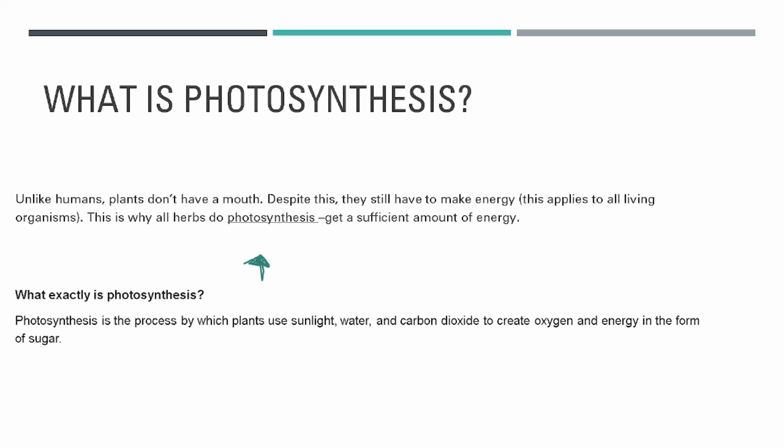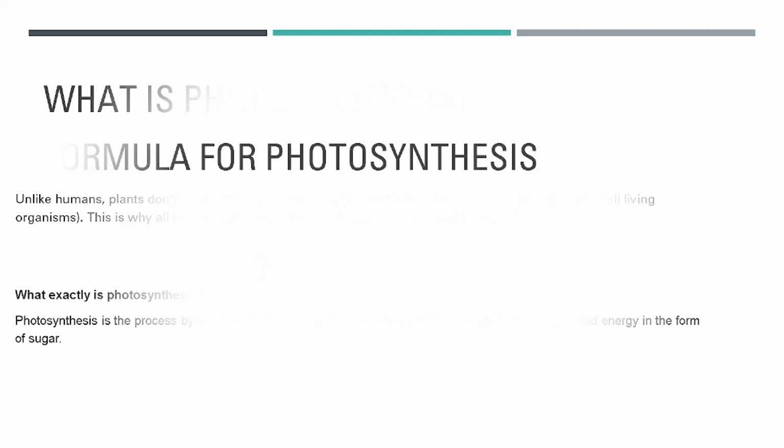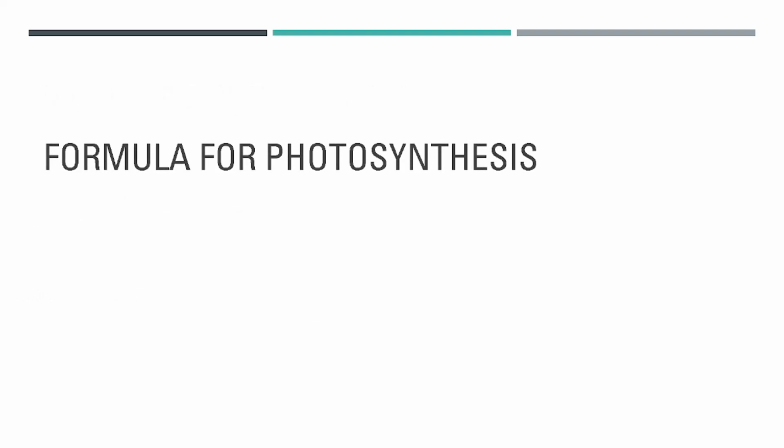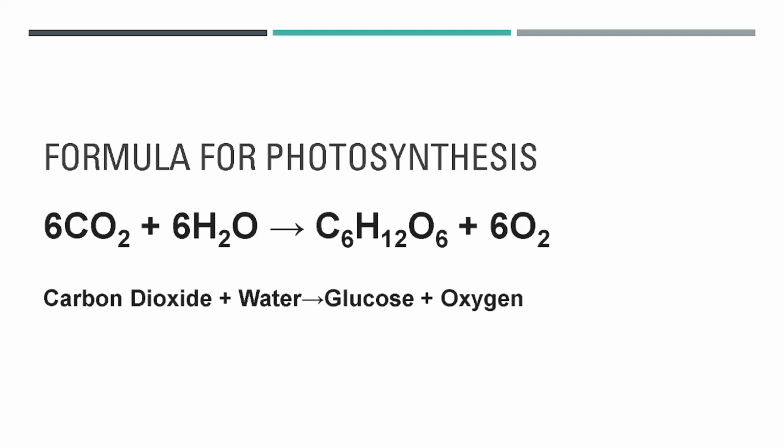So, what exactly is photosynthesis? Photosynthesis is the process by which plants use sunlight, water, and carbon dioxide to create oxygen and energy in the form of glucose or sugar. So, you may be curious what the formula for photosynthesis is. Well, it is 6CO2 + 6H2O, making C6H12O6 and 6O2. So the word equation is carbon dioxide and water makes glucose and oxygen.